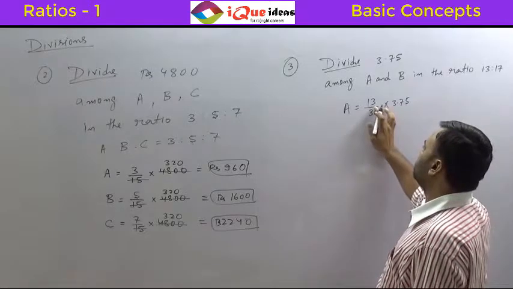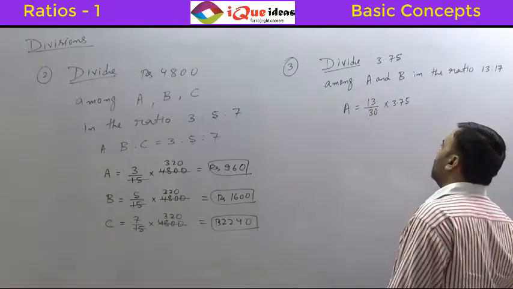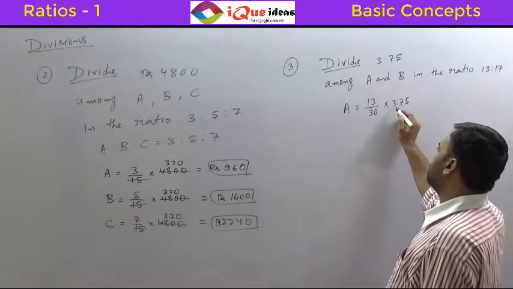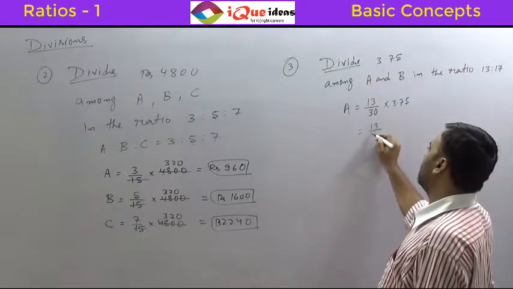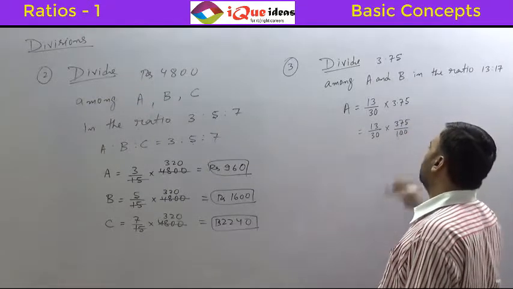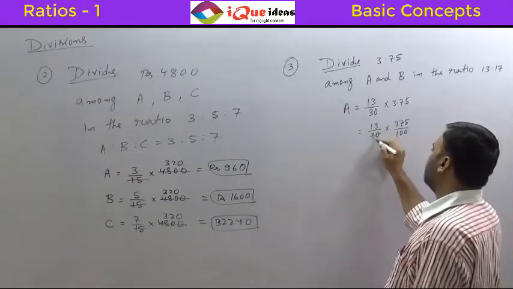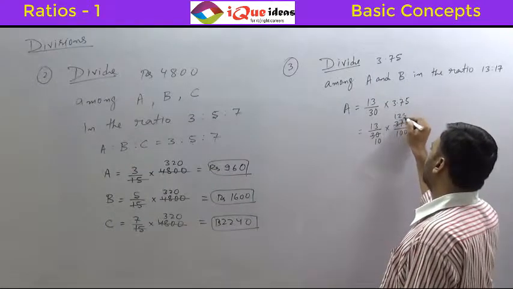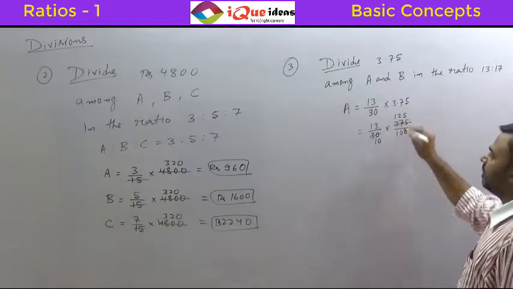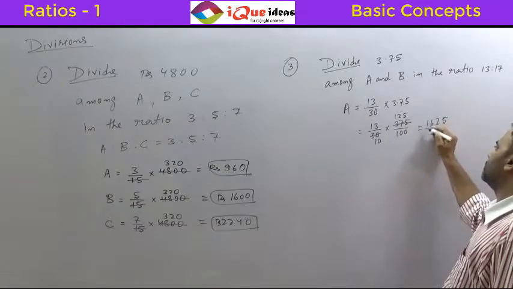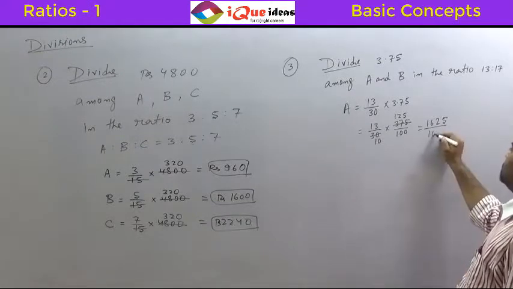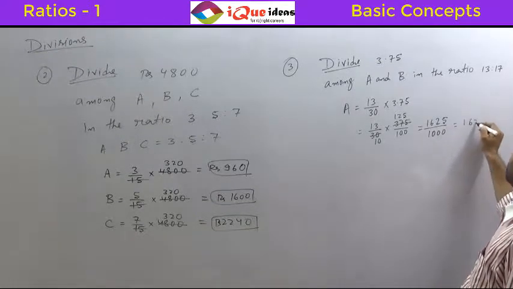You just do the multiplication, division, whatever is required. Okay, what you can do is 3.75 can be written as 375 by 100. So it is 13 by 30 into 375 by 100. Now 3 10 times, 3 125 times. Do not touch these 10 and 100 because they will convert into decimal. Now 13 into 125, this will become 1625 upon 10 and 100, which is 1000. So the final answer is 1.625.